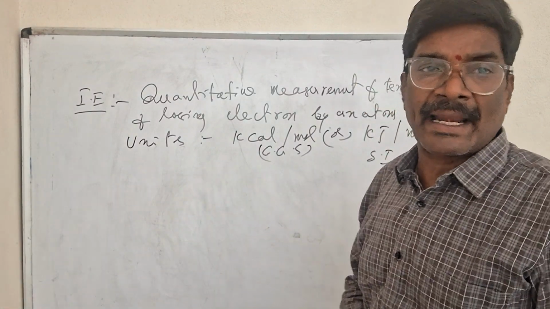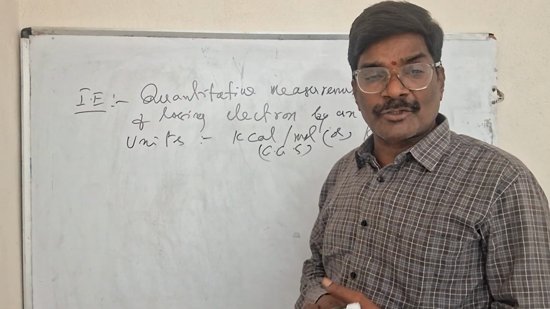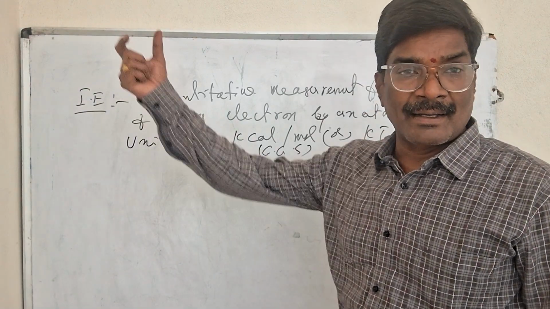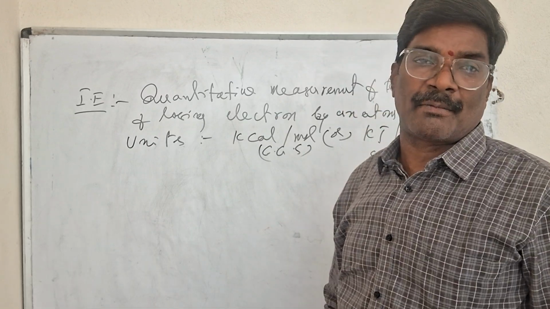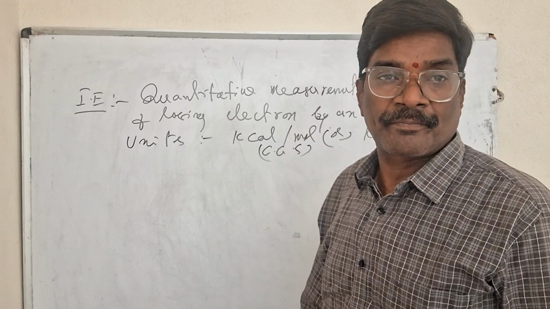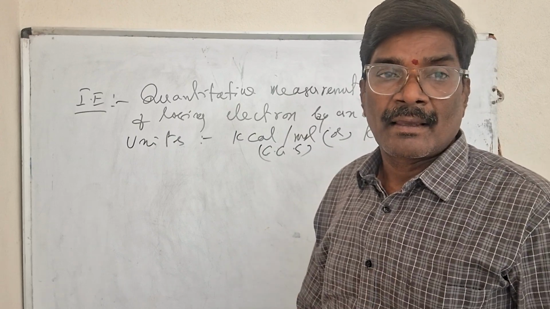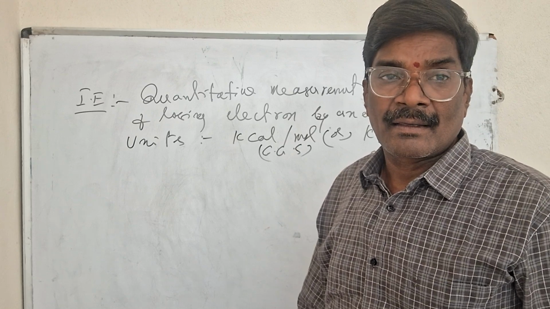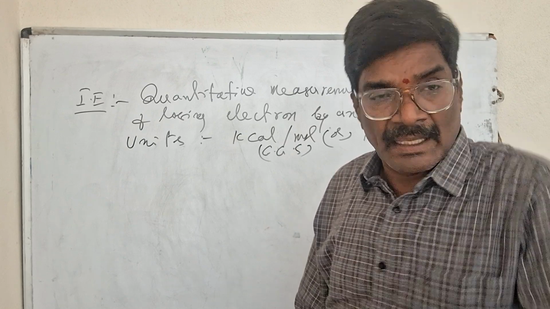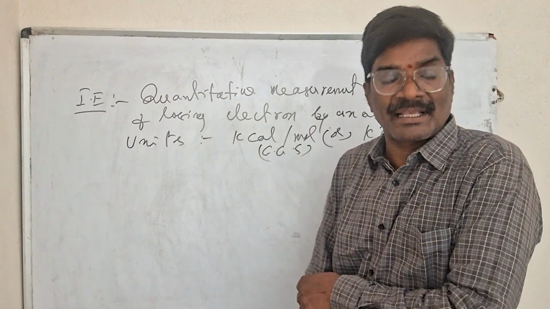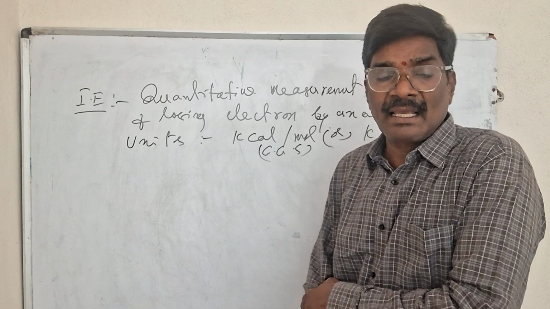Now, what is its trend? Means how does it change across the period or down the group in the periodic table? Then only we can better understand the chemical nature of an atom. How easily an atom in a period or in a group loses an electron, where it is more easy or where it is more difficult.